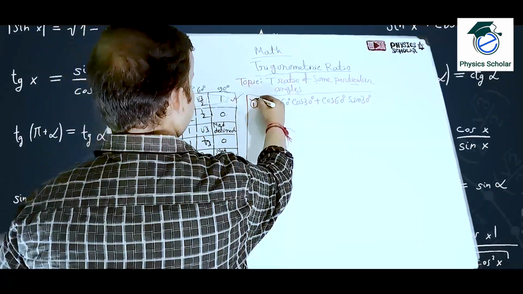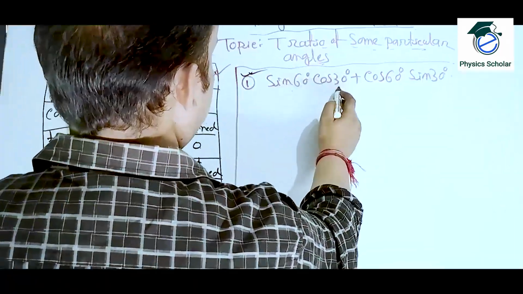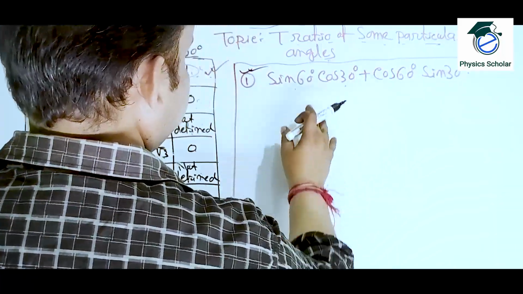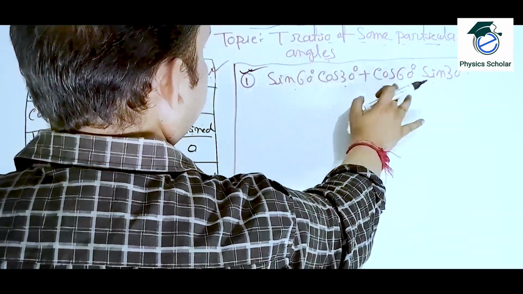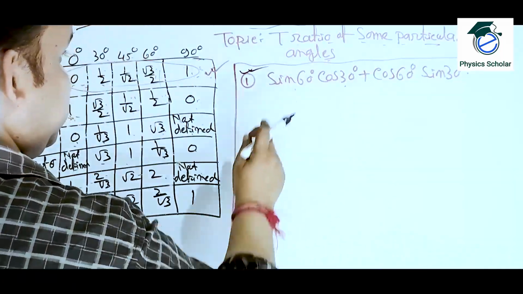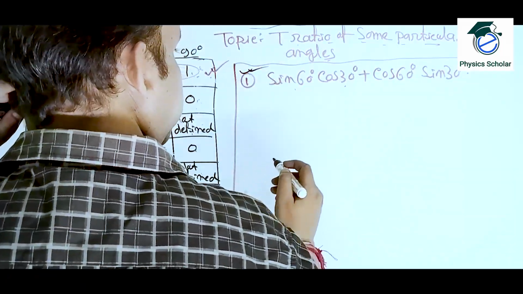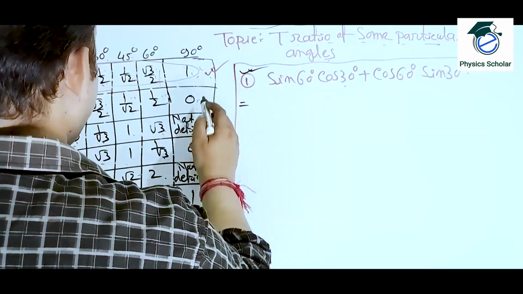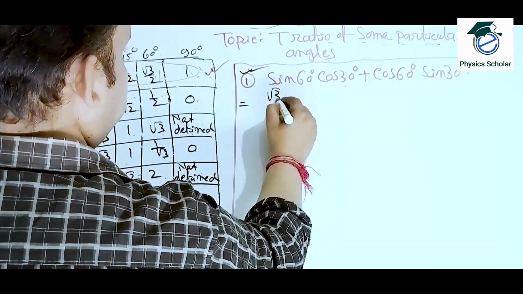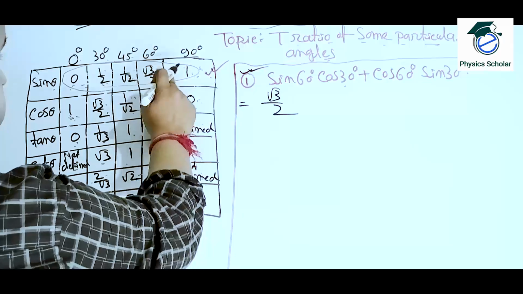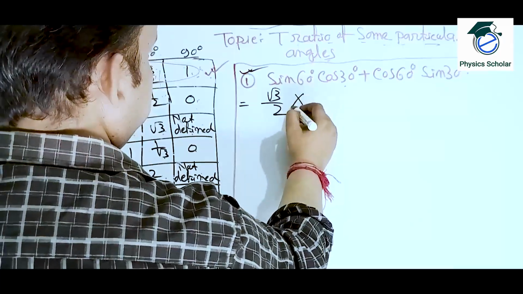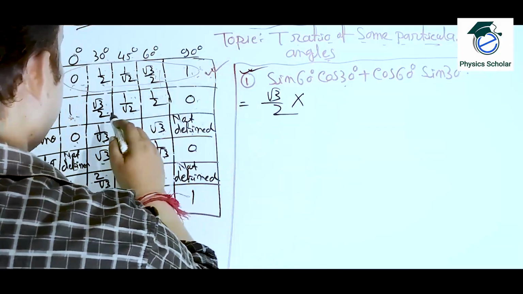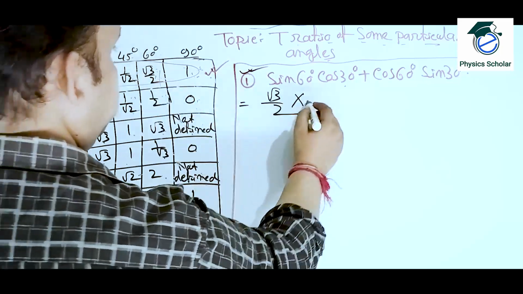So students, let us solve a very simple sum. Sin 60 cos 30 plus cos 60 sin 30. Actually this is a formula, sin A cos B plus cos A sin B, but it is not in your syllabus. It is in class 11. Clear? So now we will find out the values. What is the value of sin 60 degree? Root 3 by 2. Clear? Into cos 30. What is the cos 30? Same, root 3 by 2.